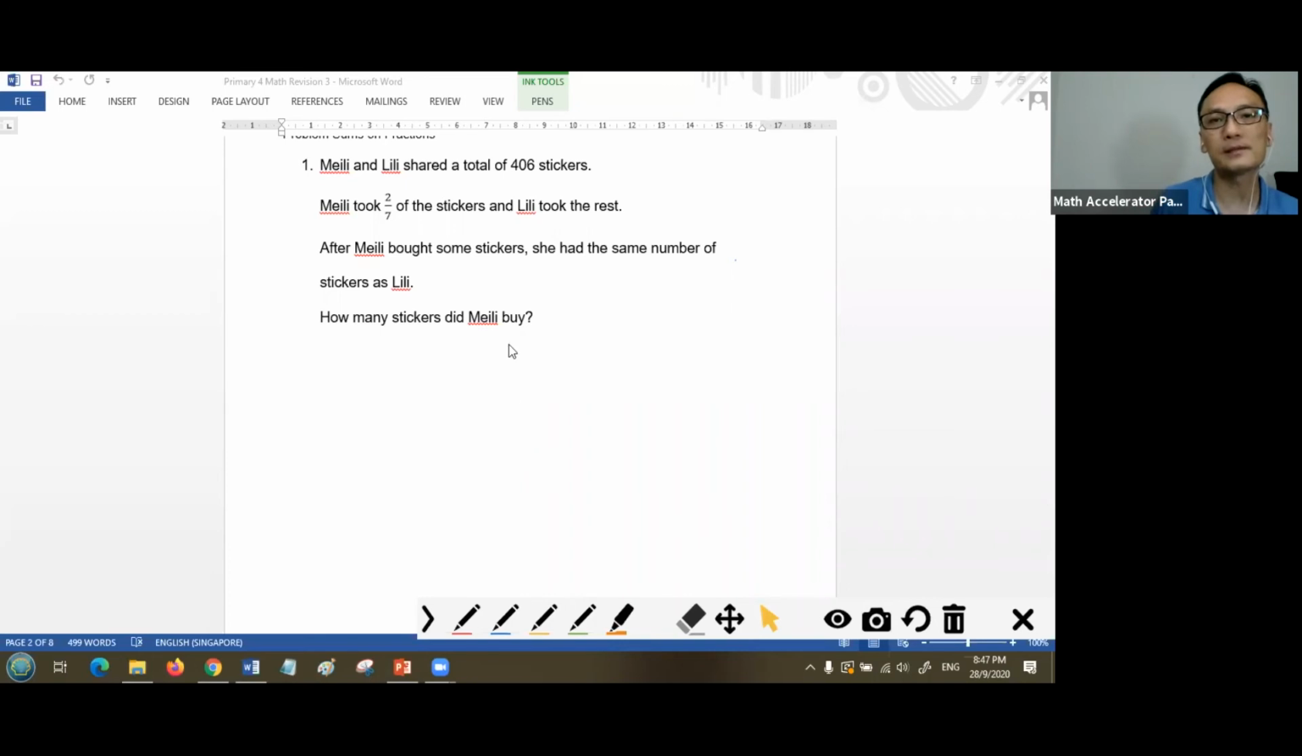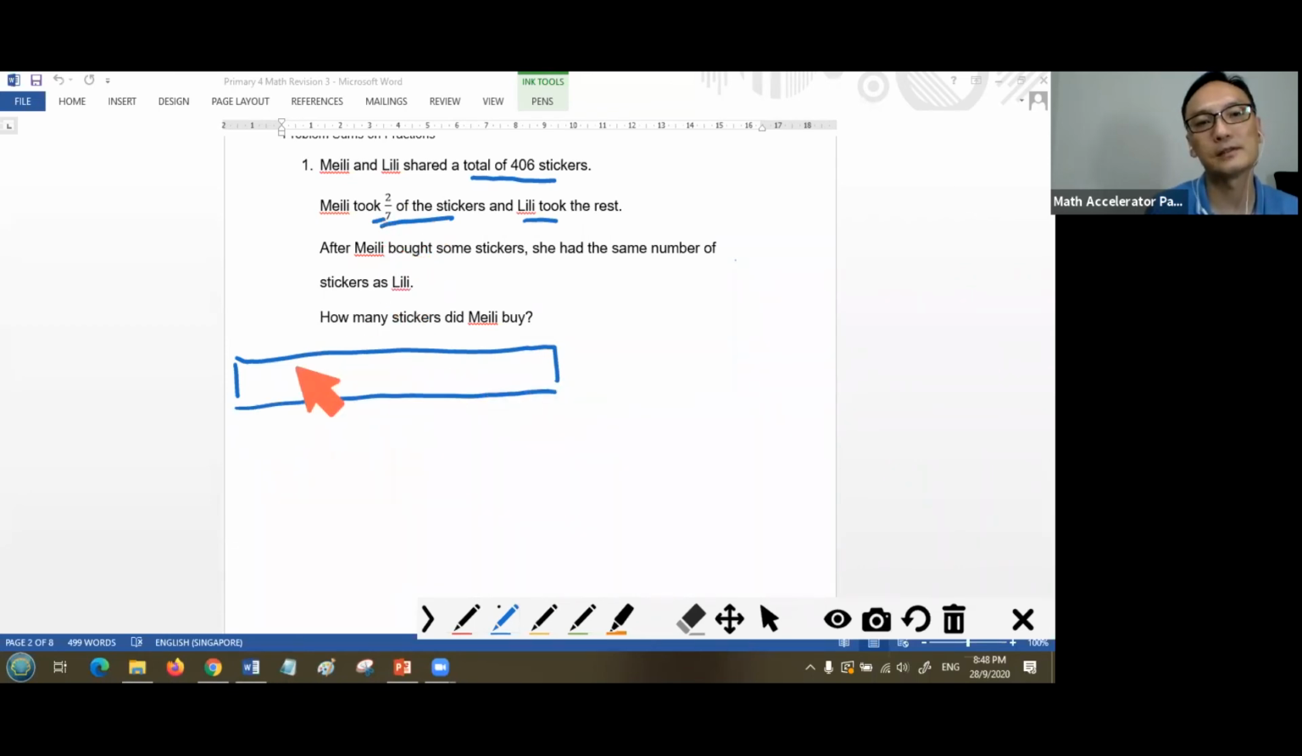Right, so first, what is the key information? We know that the total is 406. We also know that Mei Li took 2/7 of the stickers and Lily took the rest. So in this case, we should split the model into 7 units at first, right? Based on this information here. So there are 7 units.